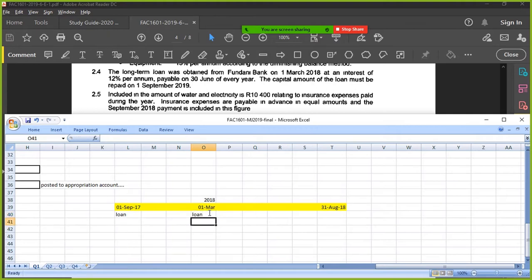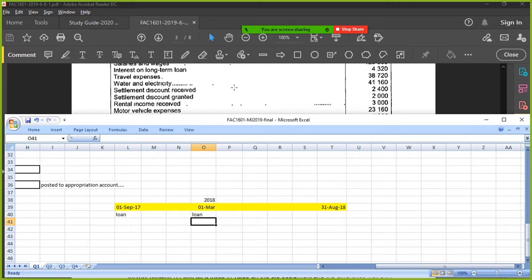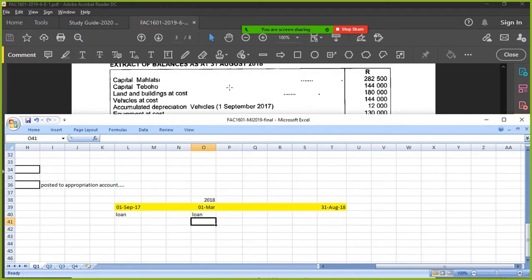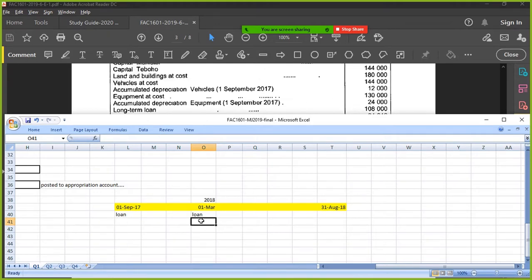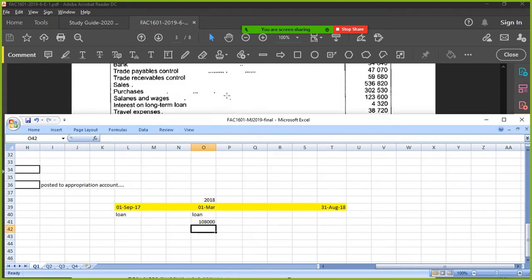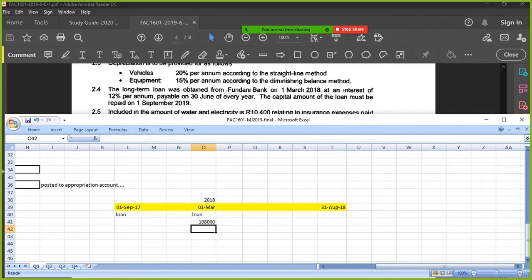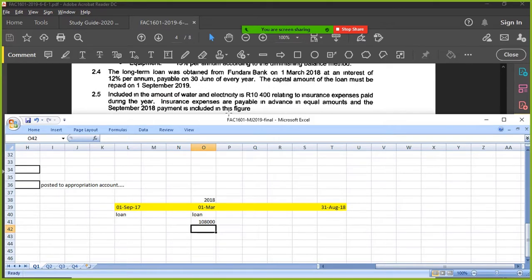So loan. How much was the loan? Where's my loan? Yeah, long-term loan. It looks like 108. Following with me, making sense? Yes. Okay, so 108 at an interest rate of 12% per year. Okay, times how many months? March, April, May, June, July, August. 6 months again. Okay, 6,480 is going to be my interest on loan.